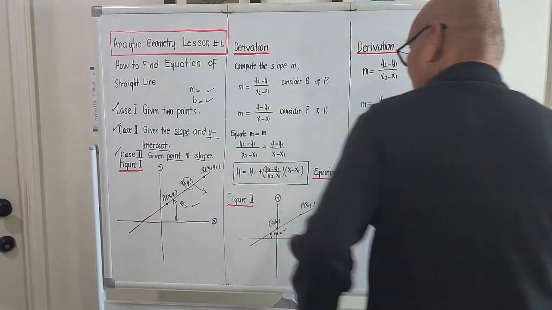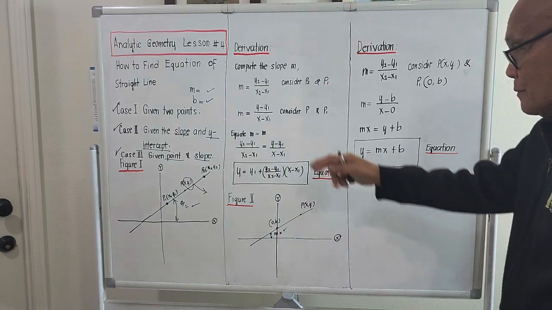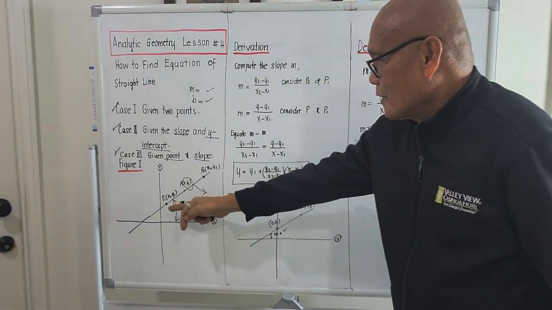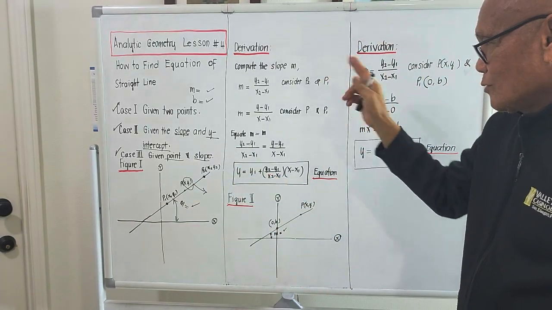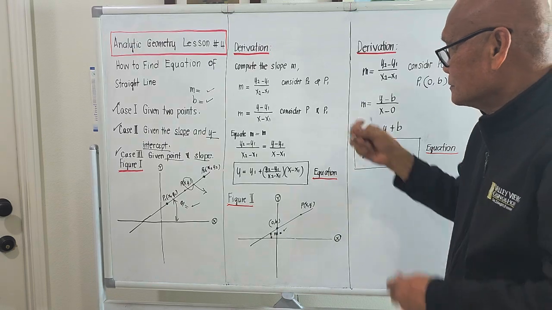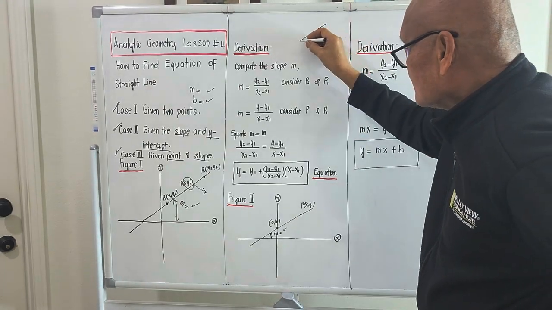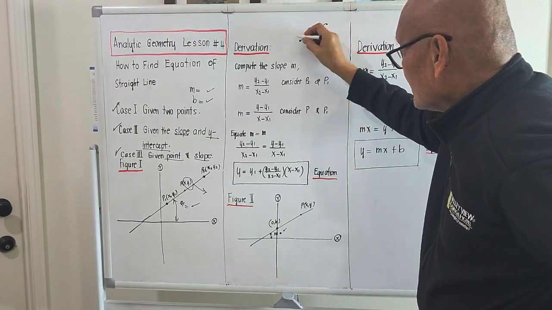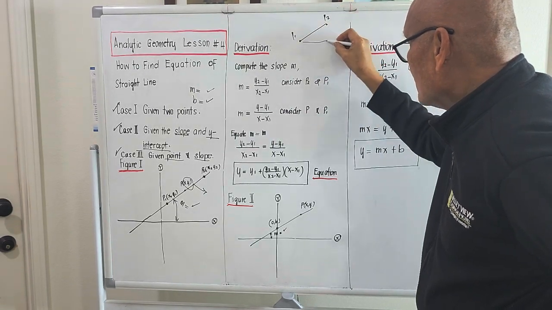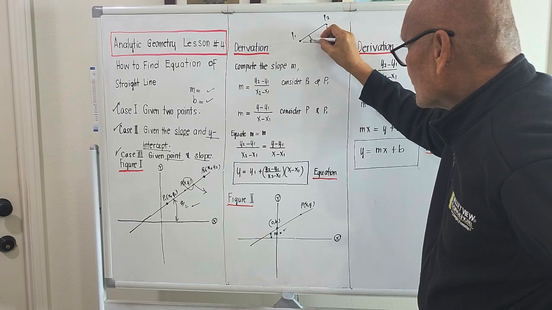Oh, this is just a simple one. For the derivation of the equation, we are given 2 points, right? So if we are given 2 points, we could compute for the slope. This is point P1, this is point P2. So actually, we could compute for the slope.